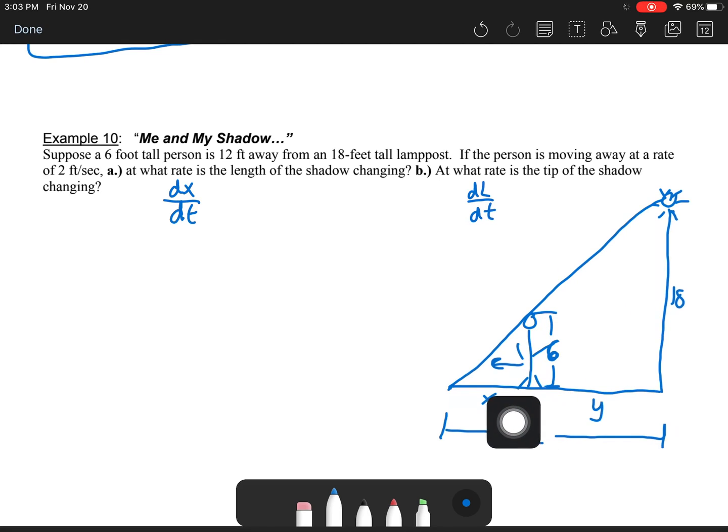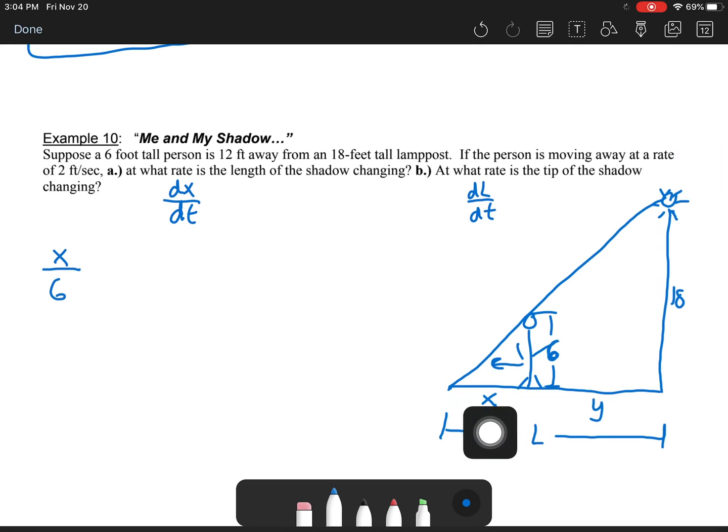I've got this little triangle here that's created by the 6-foot tall guy, that length x, and so there's a little triangle there, and then there's another bigger triangle right here, which is x plus y for one side and then 18 for the other. And so we know that similar triangles are proportional, the sides are proportional.